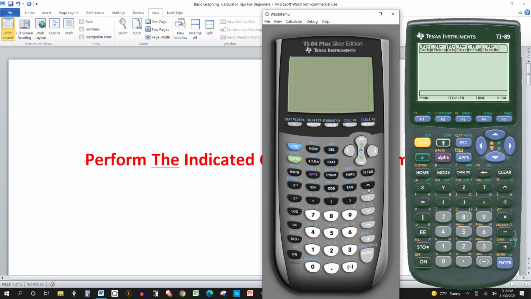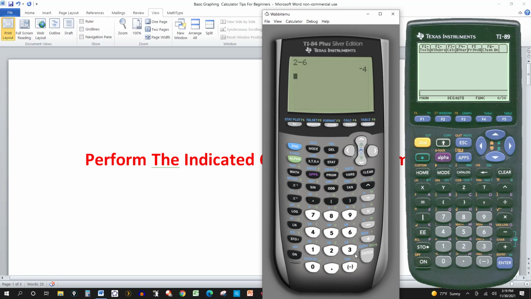Another thing that you need to know here is right here and over here. Okay, let's look at the 84 first. Here at the bottom, you see a minus in parentheses. That's for a negative number. Okay, and then over here, right above the plus, you have a subtraction. So notice if I go 2 subtract 6, I get a -4.